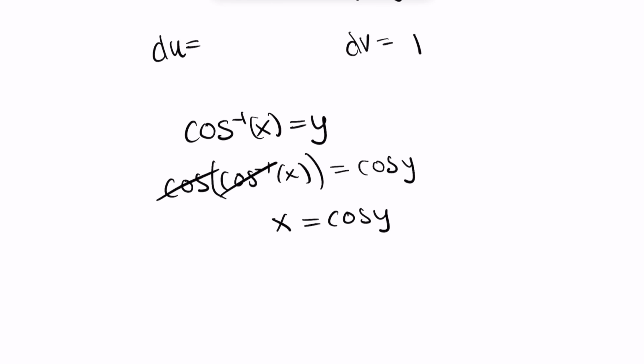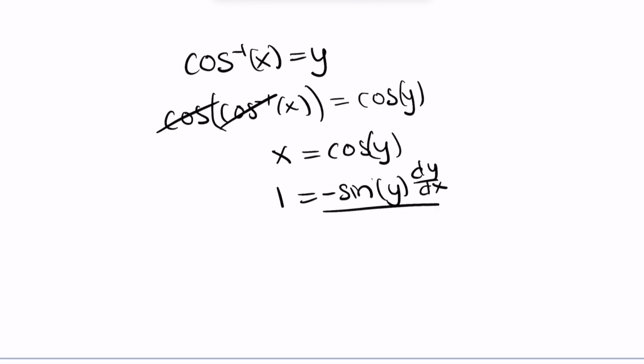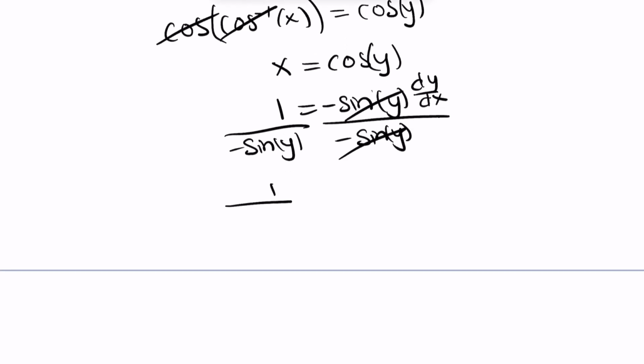We're going to differentiate both sides. So we got 1 is equal to negative sine y. Since it's implicit differentiation, you put dy/dx for all the y's. So we're going to divide both sides by negative sine y, so we're going to isolate dy/dx. So these cancel. Negative 1 over sine y is equal to dy/dx.